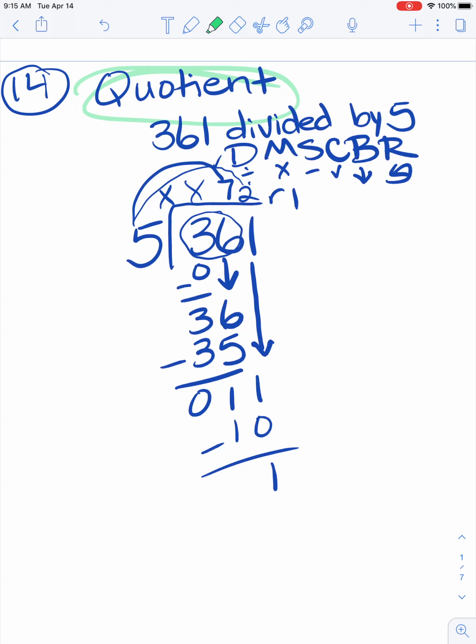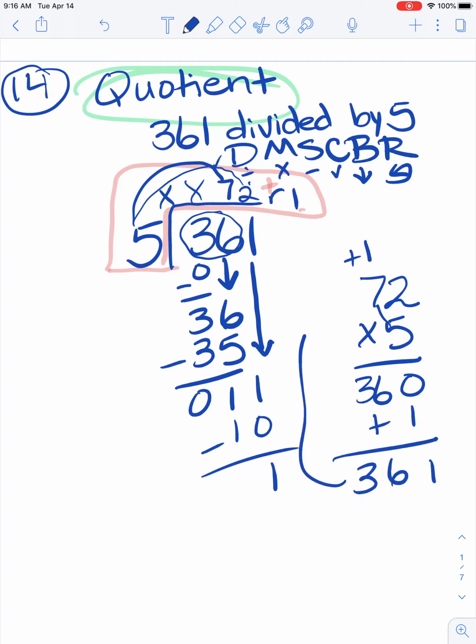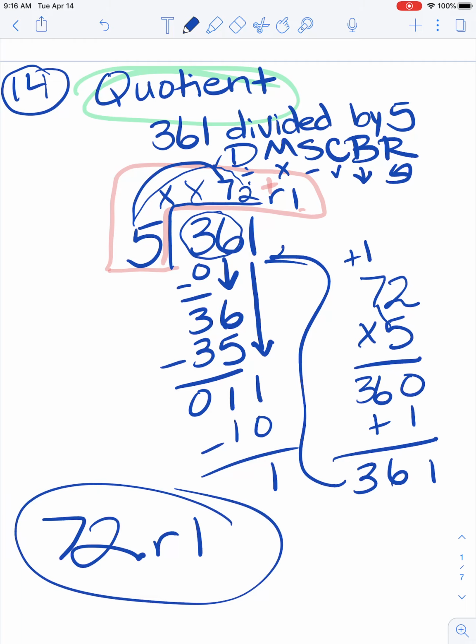To check my work, I'm going to take my quotient times my divisor and add my remainder. So I'm going to take 72 times 5. 5 times 2 is 10. I did my 1s times my 1s, now my 1s times my 10s. That's 35 plus 1 is 36. Did it match? No, that's because we didn't add our remainder. Now does it match? It does. So my answer is 72, remainder 1. Hope you got that right.